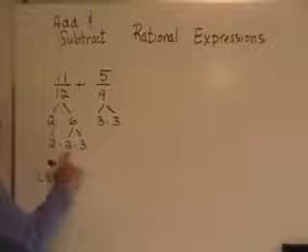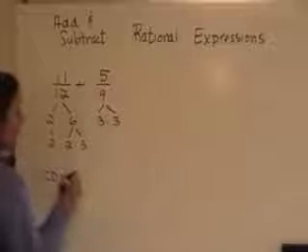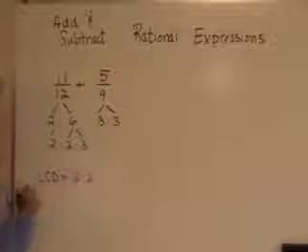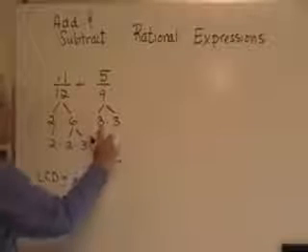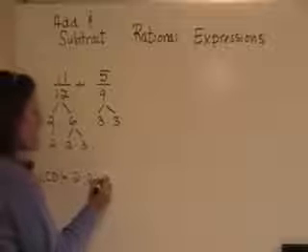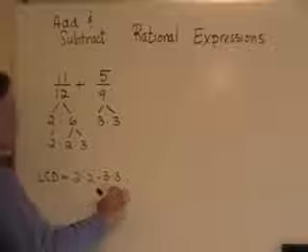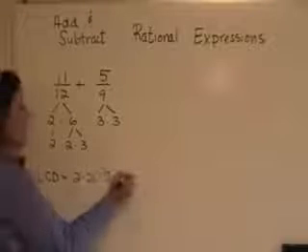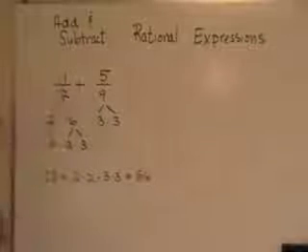2's appear in this denominator twice. 2's do not appear in this denominator at all. The greatest number of times is 2 times. 3's appear in this denominator as a factor once. 3's appear in this denominator as factors twice. I have to use them the greatest number of times they occur in a denominator, and that's twice. And so my least common denominator for these two numbers is 36.